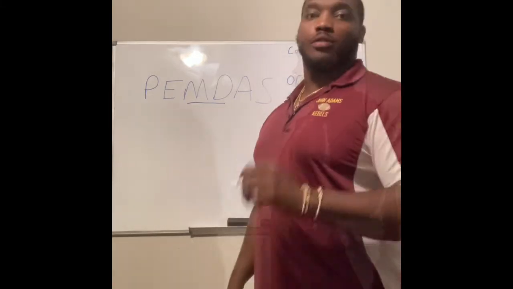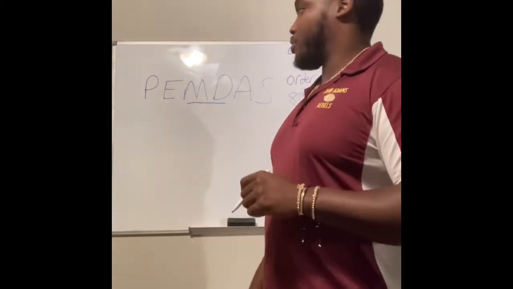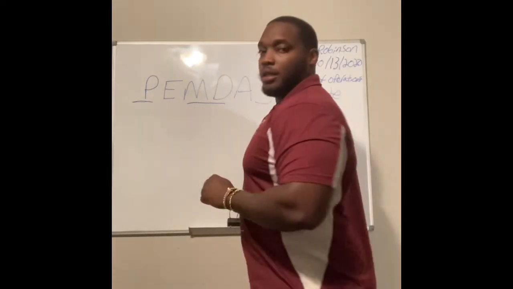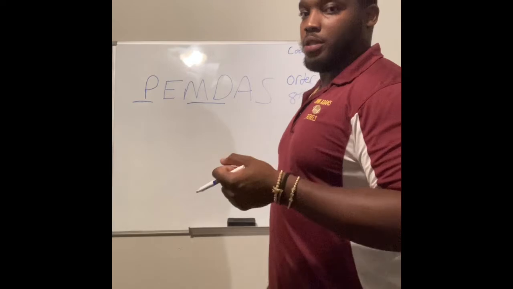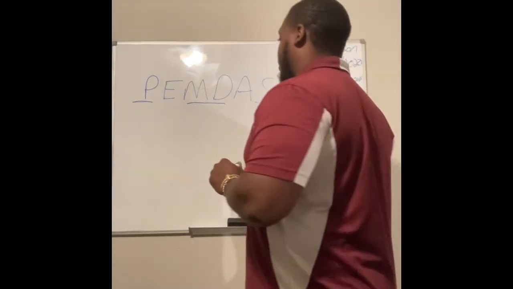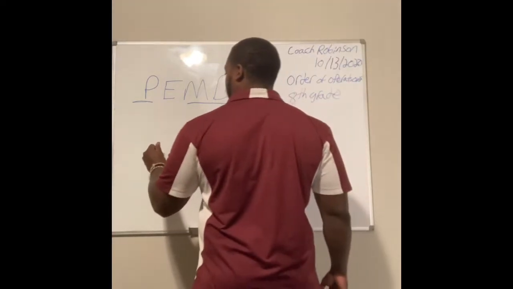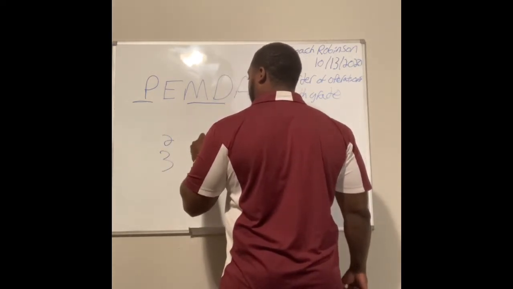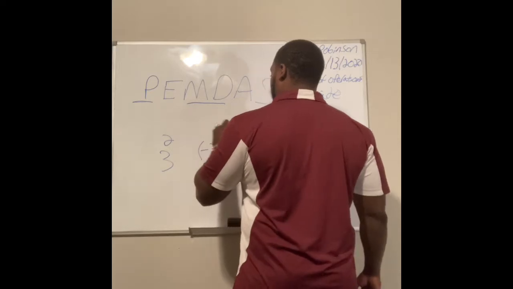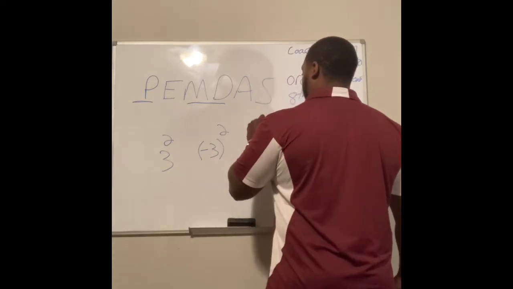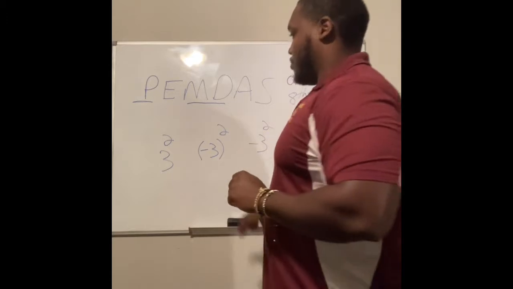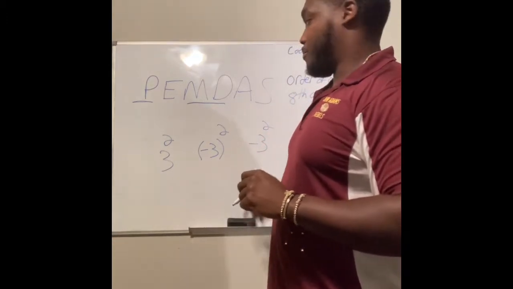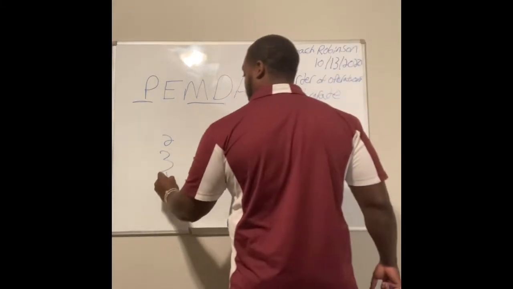So we're going to typically solve whatever's in the parentheses first. I'm going to highlight the P for now, and I'm going to show you different scenarios where the parentheses may change the operation of a problem. Let's say we have 3 squared, then in parentheses a negative 3 squared, and then negative 3 squared without parentheses. You have to be able to distinguish the differences between these three. They're not the same.